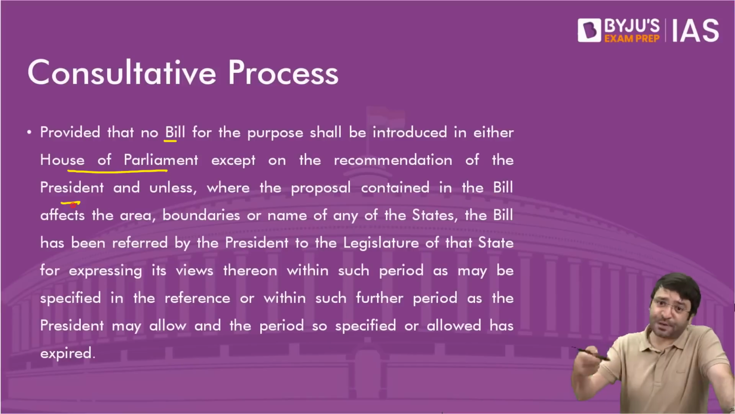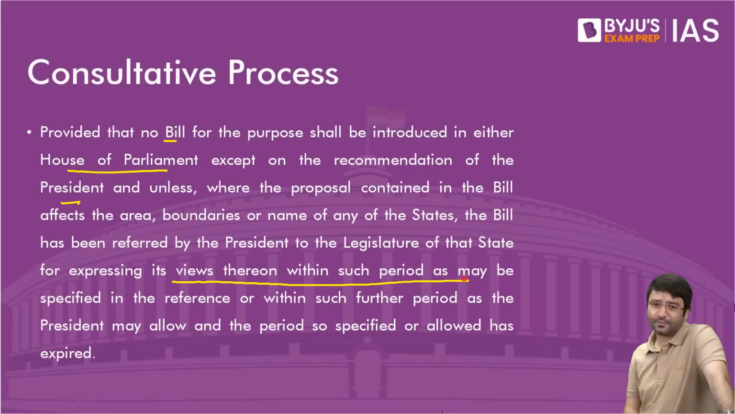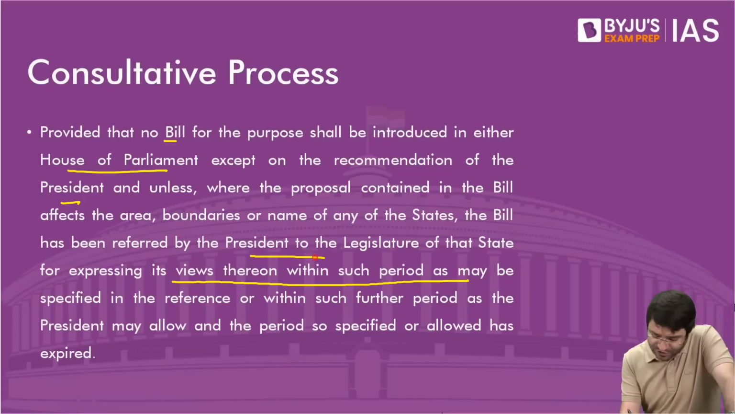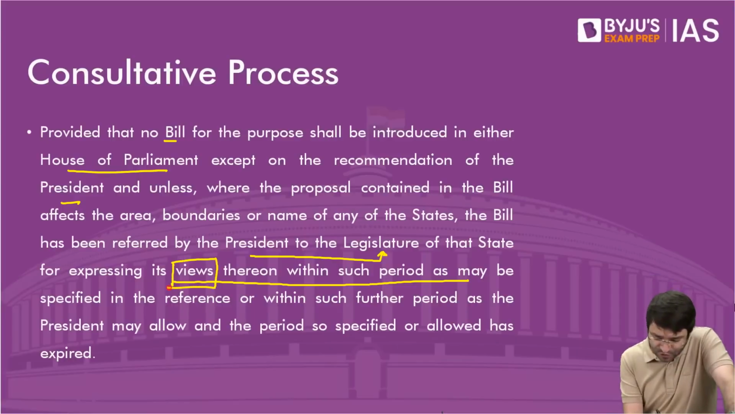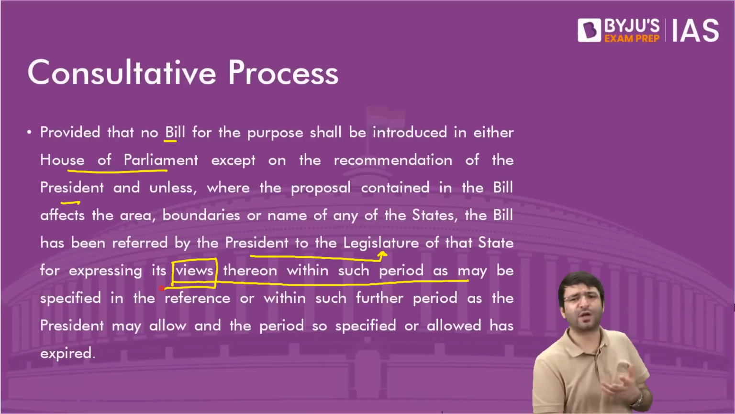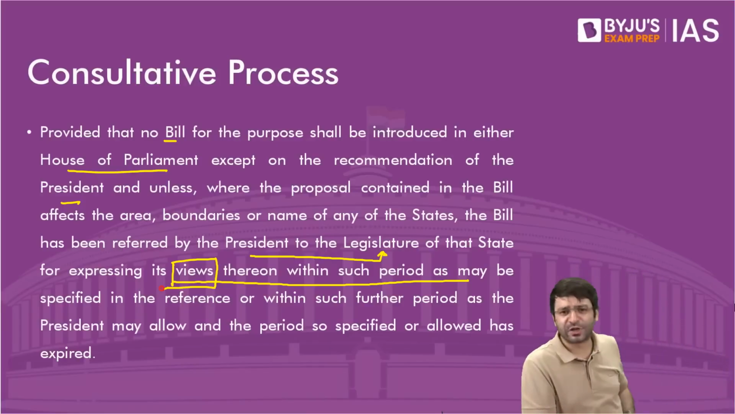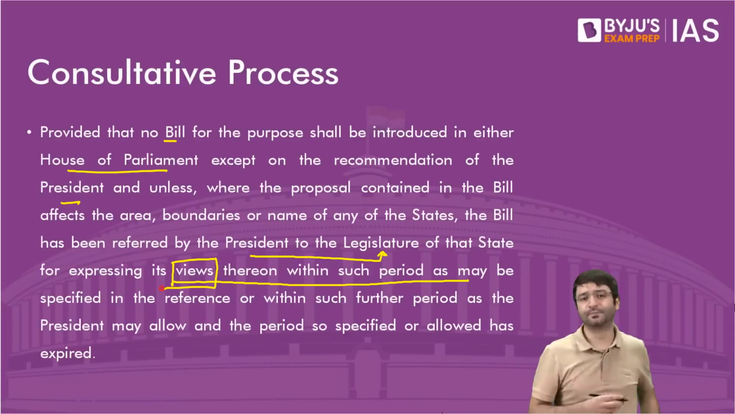And president can give permission only when the views are given. Because the president will have to send to the legislature of that state, asking that state, give us your views. And once those views are sought, these views are not binding, president will give his permission, and ultimately the bill will be introduced in the parliament, and ultimately the bill, if it is passed by simple majority, will be sent to the president for signature. President will sign this bill, bill becomes an act, Andhra Pradesh is reorganized.